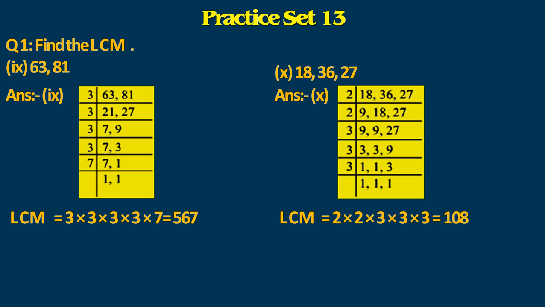Again 3, 3, 9. 3 1s are 3. Again 9, 3 3s are 9. 1, 1, 3. So 3 1s are 3. So in the end you are getting 1 1 1. So the LCM now is 2 into 2, 3 into 3 into 3. So the LCM of 18, 36, 27 is 2 into 2 into 3 into 3 into 3. 2 2s are 4 and then 3 3s are 9, 9 3s are 27. 27 into 4 is 108.